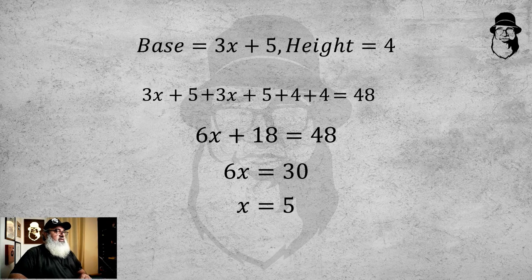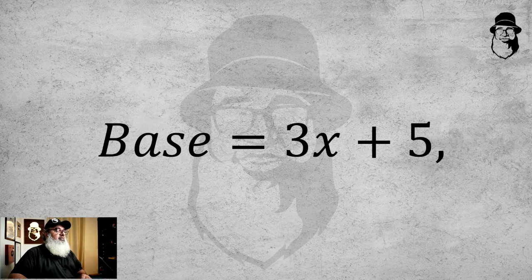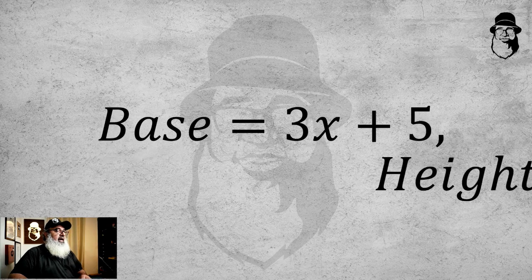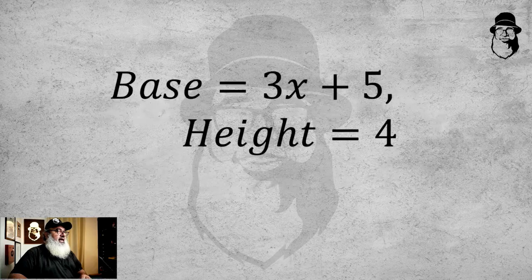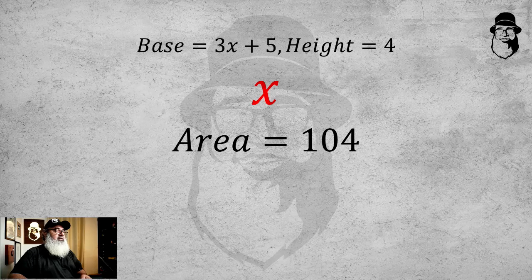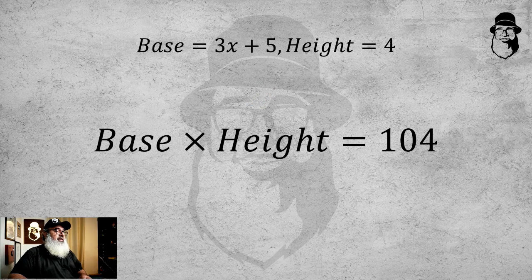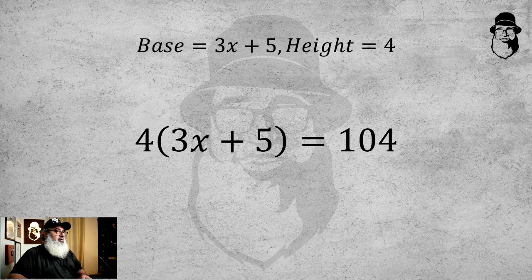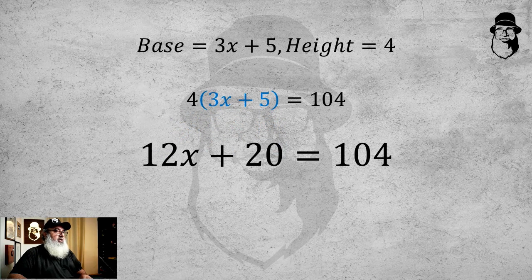Now if the question is a rectangle has a base of 3x plus 5 and a height of 4 units, find x given that the area of the rectangle is 104. The area of a rectangle is base times height, that is 104 as the question says. So we can multiply base and height and put the result equal to 104. Now multiplying the bracket, we get 12x plus 20 is equal to 104.